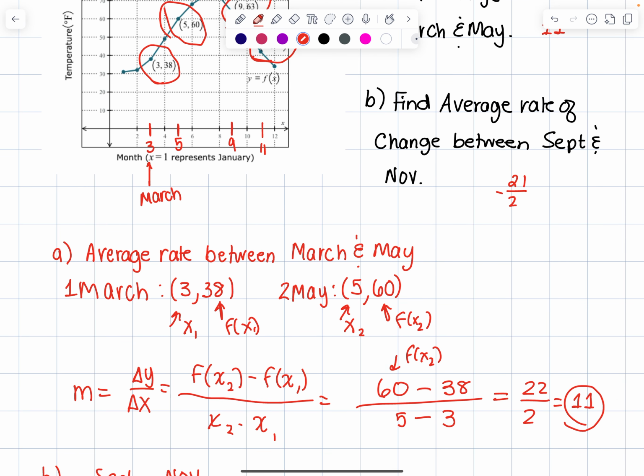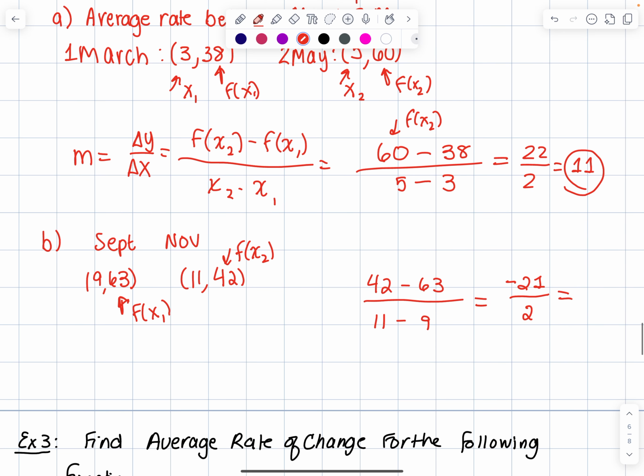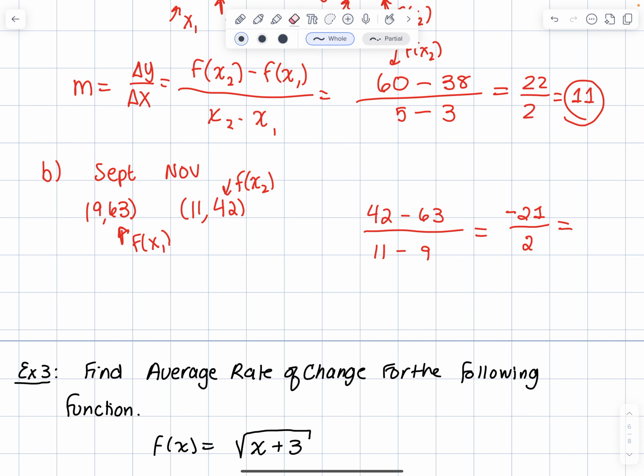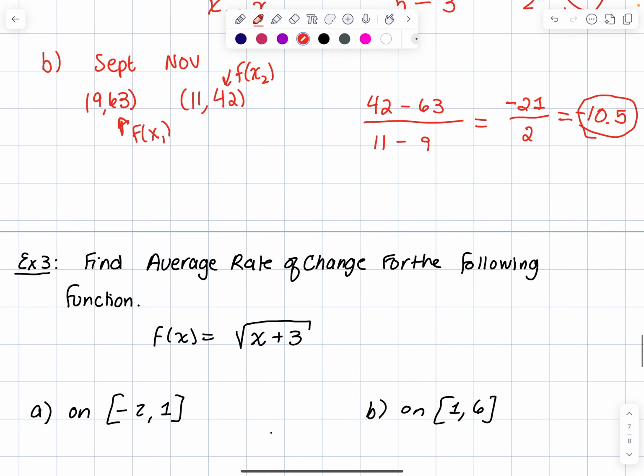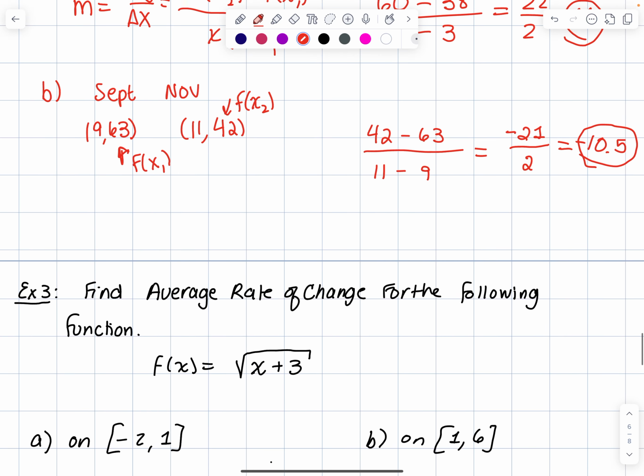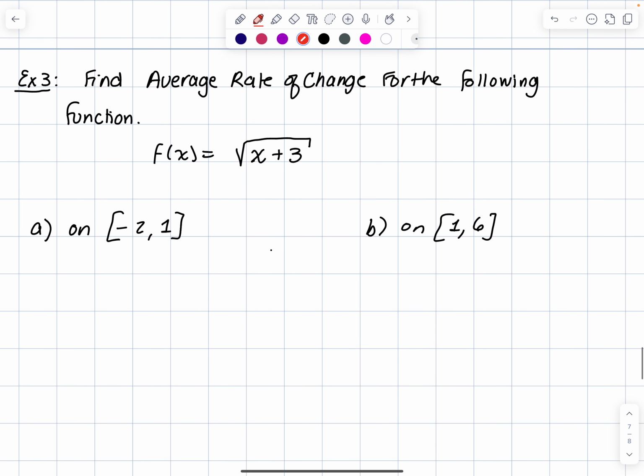21 over 2, negative, and it makes sense that it's decreasing, right? That negative is implying a decrease. And if we want to do this as a decimal, this is negative 10.5, so it's decreasing by 10.5 temperature degrees. That's how it's decreasing. Okay, now we're not given a graph for this example.